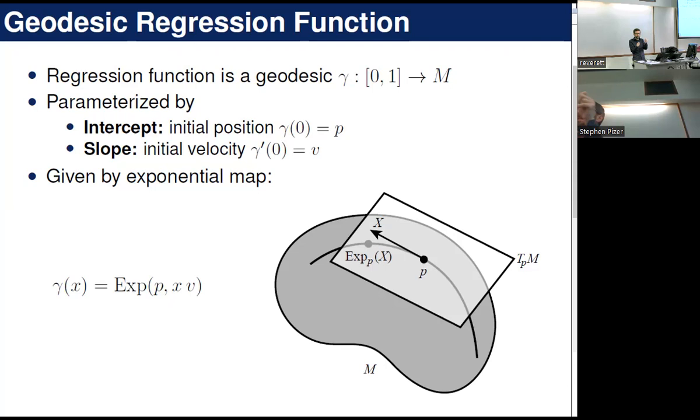So given these initial conditions, the intercept and slope mean we have a geodesic, so this is a way to regularize geodesics that you want to fit to the data. Our gamma of x is again going to use the exponential map, starting at a point p, and now we take the velocity v and scale it by the x value, and that just determines how far along the geodesic we travel.